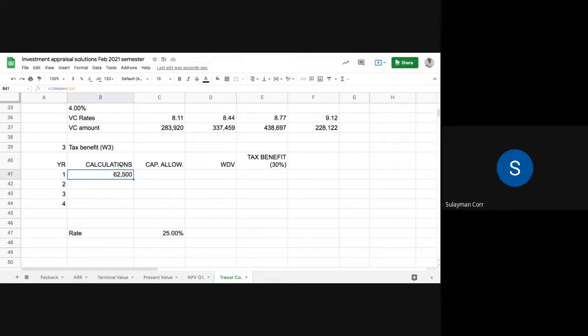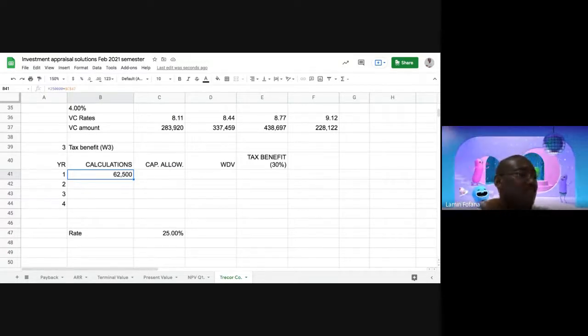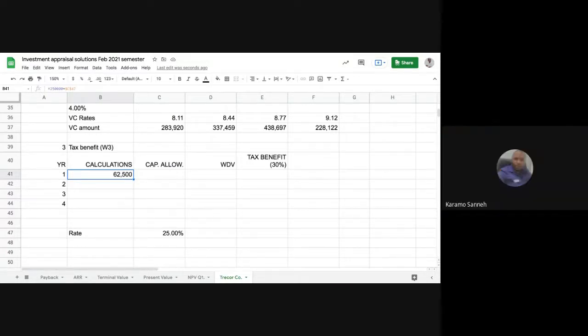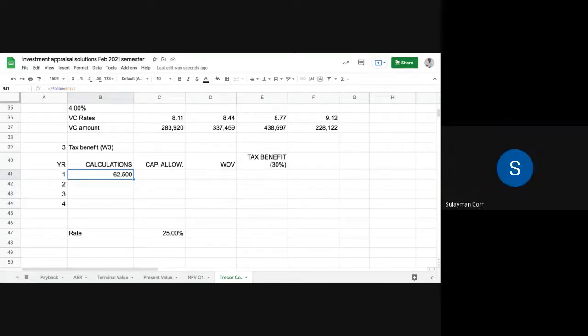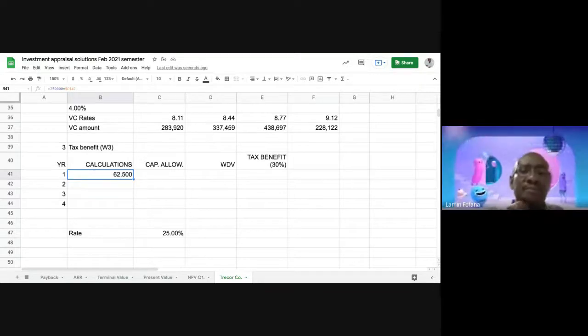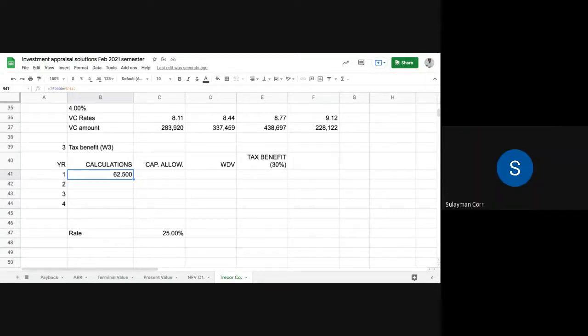Mr. Vaughan, where do you get 25%? It's in the question. 25% is the rate for capital allowance. It's in the second to last paragraph. It says it can claim capital allowance on a 25% reducing balance basis. Can you see? Yes, I saw it now.